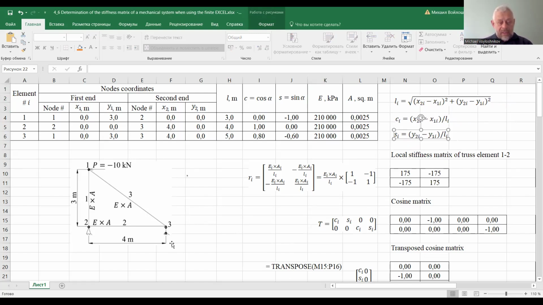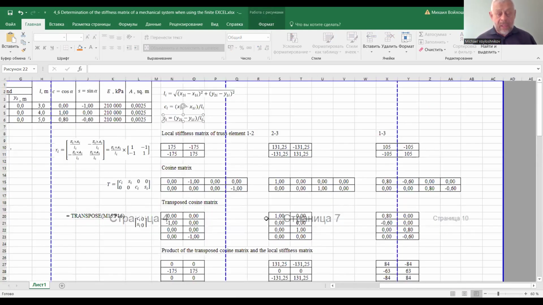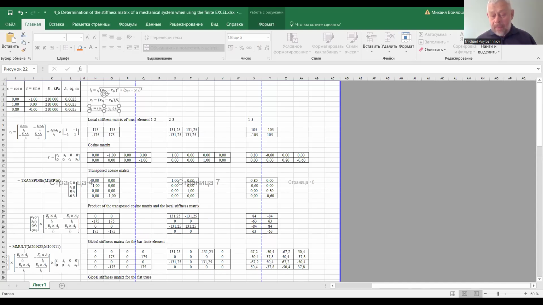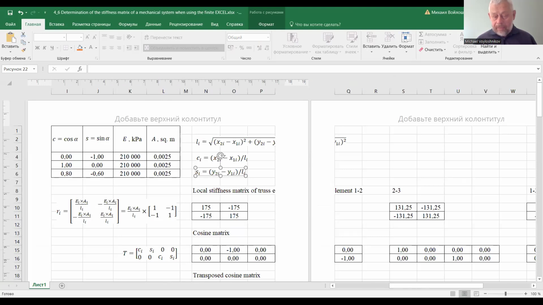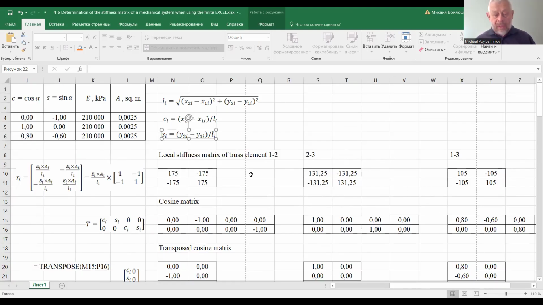We have to find the stresses in each of the finite elements, in each of the rods, and we have to find the acting forces in the elements. So to do this, first we have to consider the stiffness matrices of truss elements. So we will do this for all truss elements. For the first truss element, first finite element between the nodes first and the second, for the second between the nodes 2 and 3, and the third between the nodes 1 and 3.